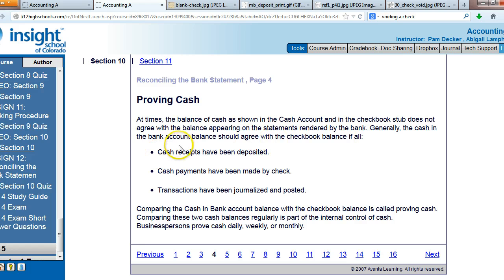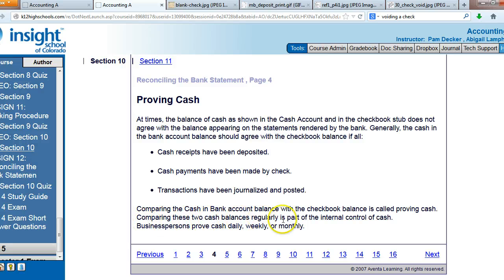So generally the cash in the bank account balance should agree with the checkbook balance if all of the cash receipts have been deposited, cash payments have been made by check, and transactions have been journalized and posted. So comparing the cash and bank account balance with the checkbook balance is called proving cash.